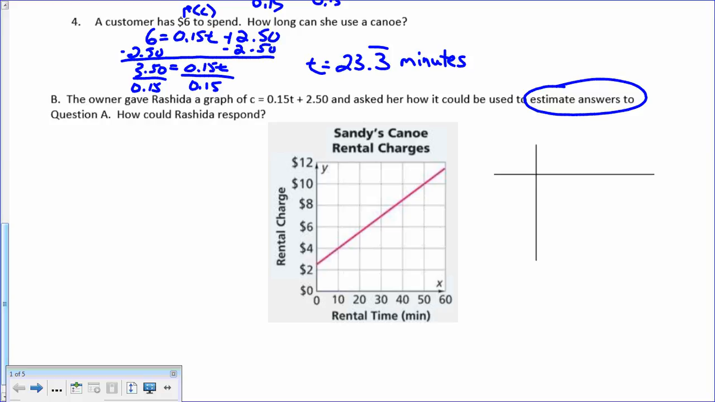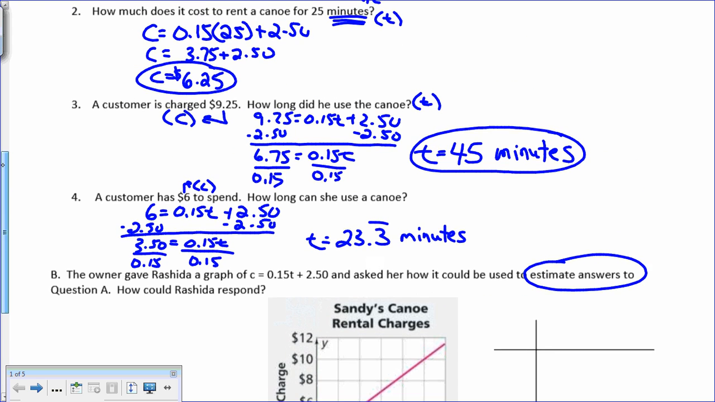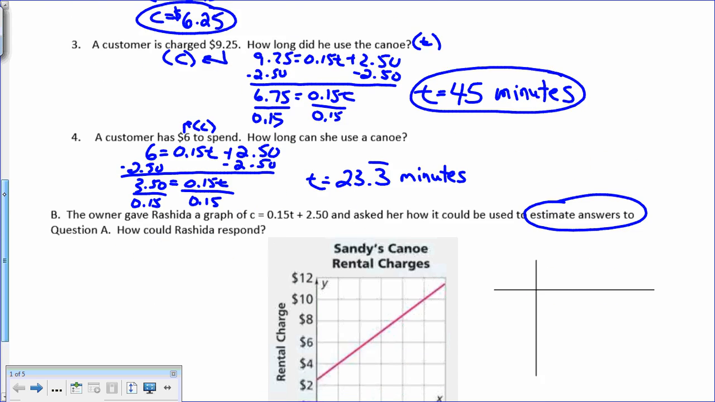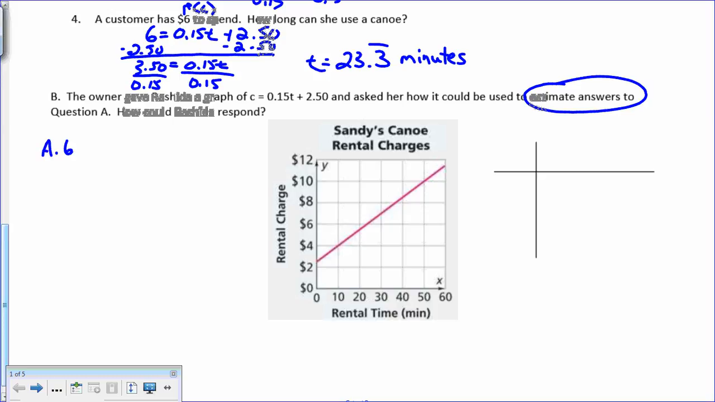So if we were to answer question number 2, which was how much did it cost to rent the boat for 25 minutes? And that was $6.25. So for A, it was $6.25, right? For that first question, I'm sorry, this will be question A2. And then A3, that answer was 45 minutes. And the last one we just did was 23 and a third minutes.